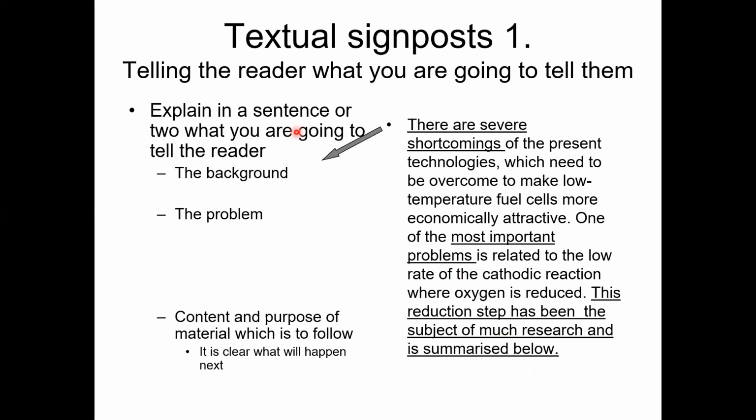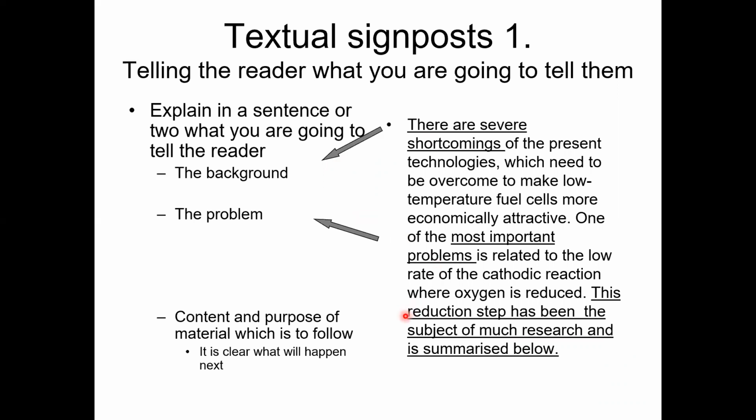To explain in a sentence what Antolini was going to tell the reader, he says the background is there are severe shortcomings of the present technologies. One of the most important problems to make low temperature fuel cells more economically attractive is related to the rate of the cathode reaction.